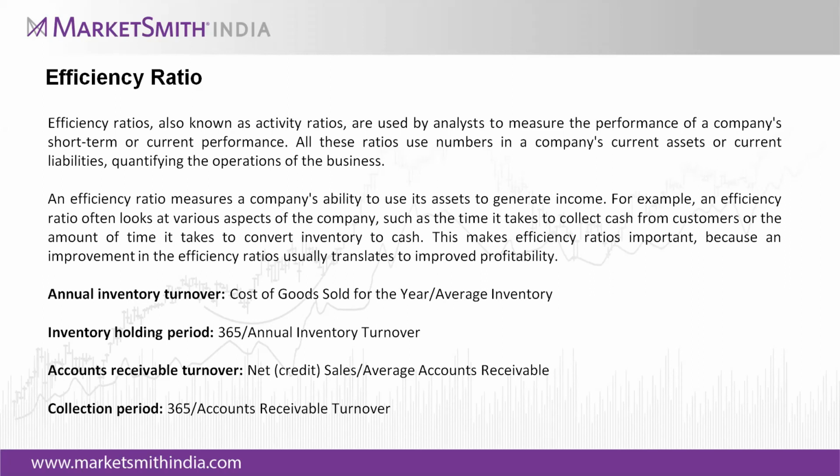Your inventory turnover, which means the cost of goods upon average inventory, or an inventory holding period. How much of your inventory are you holding on your balance sheet in a particular year? So 365, the number of days in a year, on annual inventory. Or your accounts receivable, which means that your net sales that you've done into your average receivable periodicity that you've got, and your debtors period or debtors turnover.